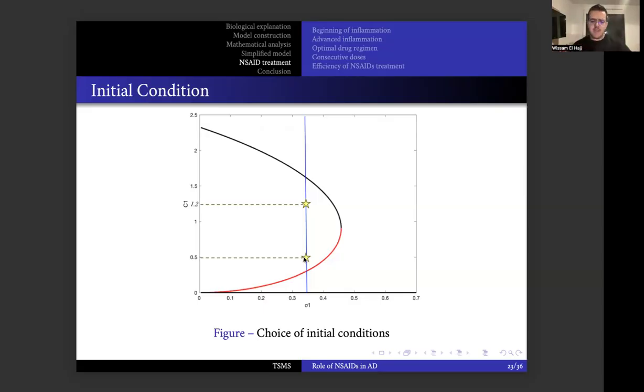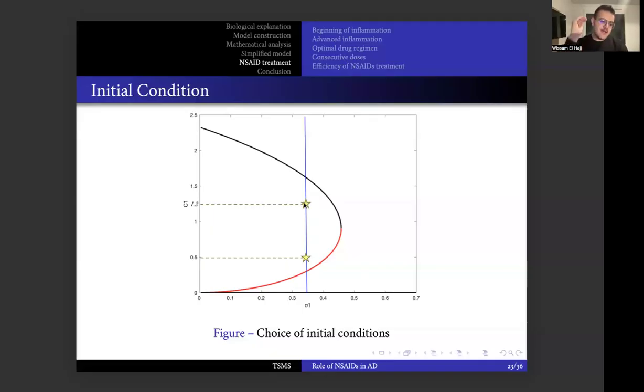If I don't do anything, nothing at all, no drugs, and my solution is here, I will go to the stable point here and my disease will develop. But if I do some drugs strong enough, I can go below this line, and now my solution doesn't have the development of the disease, no inflammatory response. It's perfect. I will take case 2, a point that is here, which has a higher level.